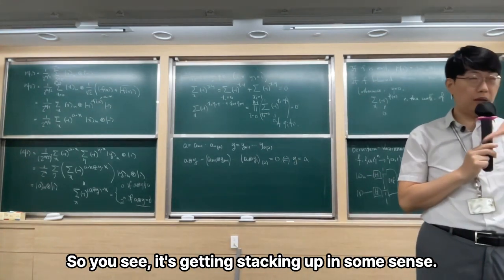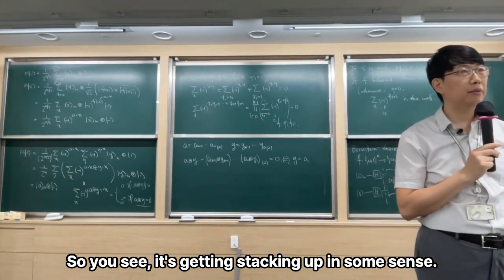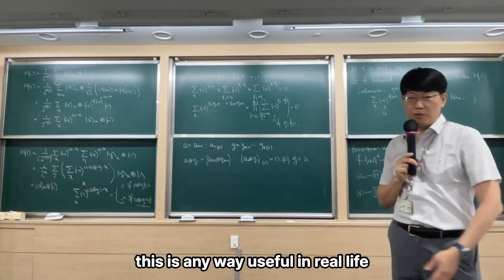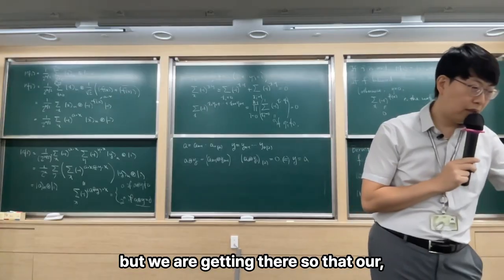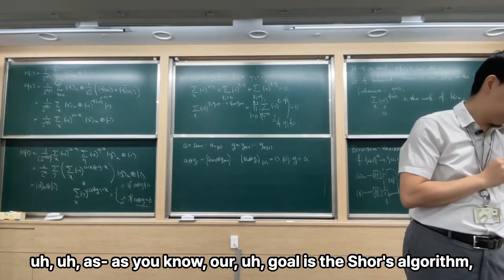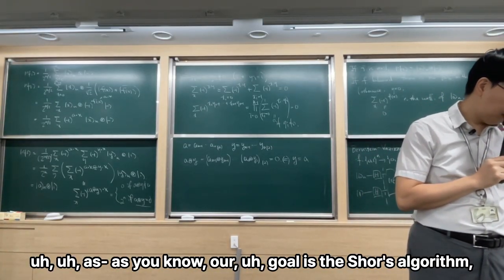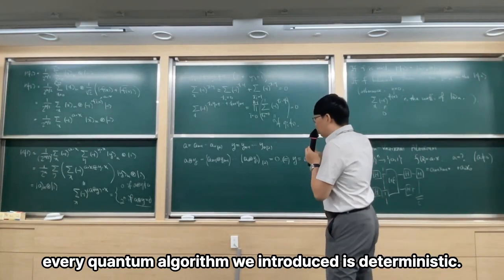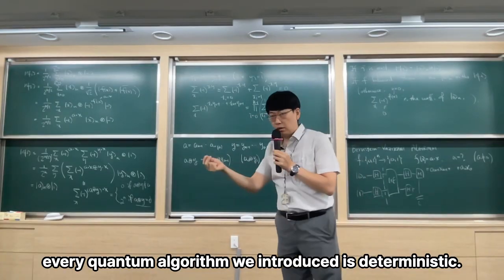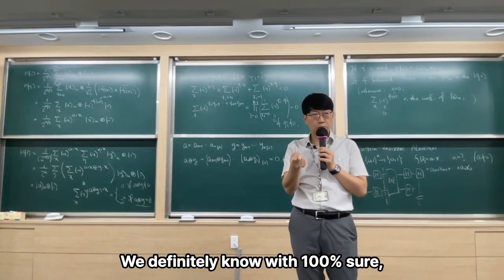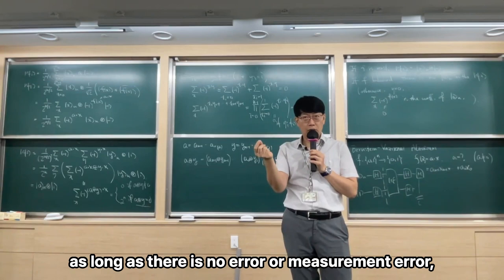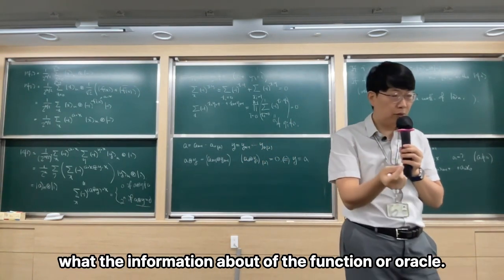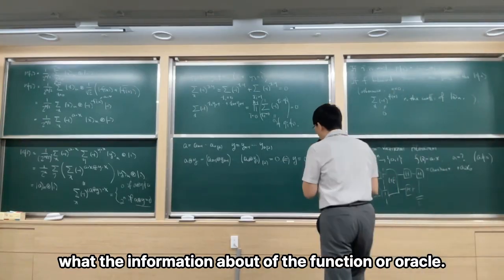So you see, it's stacking up in some sense. So far, I'm not saying this is in any way useful in real life, but we are getting there. As you know, our goal is understanding Shor's algorithm. And so far, every quantum algorithm we introduced is deterministic. We definitely know with 100% certainty, as long as there is no error or measurement error in the circuit, the information about the function or oracle.